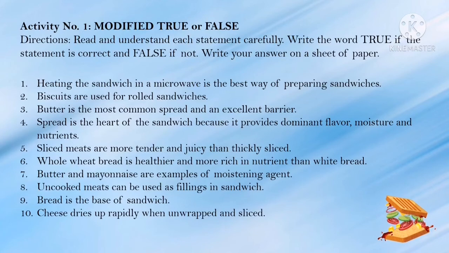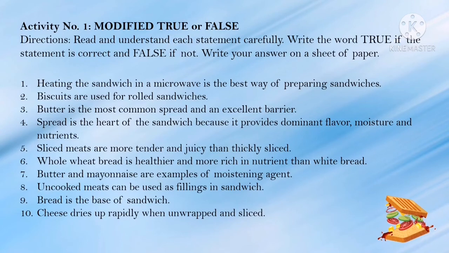Number 1. Heating the sandwich in a microwave is the best way of preparing sandwiches. 2. Biscuits are used for rolled sandwiches. 3. Butter is the most common spread and an excellent barrier. 4. Spread is the heart of the sandwich because it provides dominant flavor, moisture, and nutrients. 5. Sliced meats are more tender and juicy than thickly sliced.